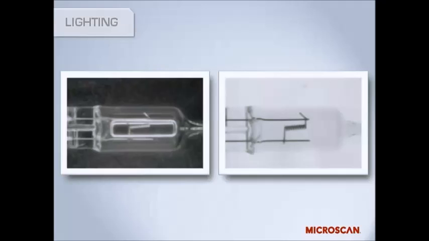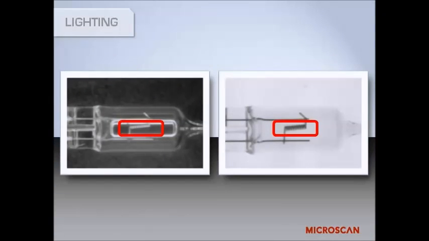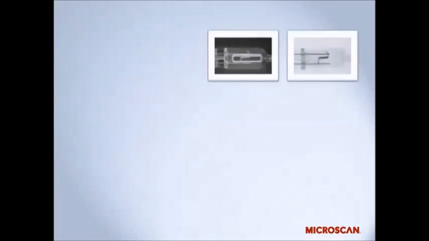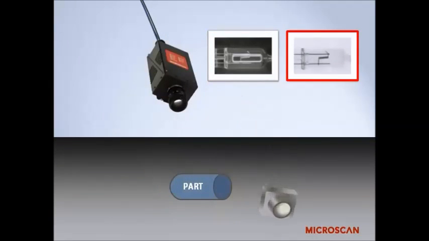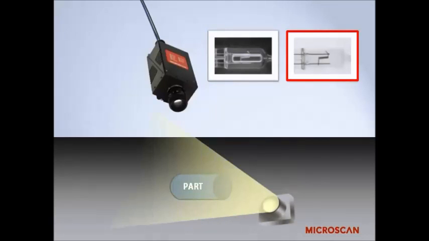Here are 2 photos of the same light bulb, and let's say that the objective is to see the tungsten filament between the 2 conductors. In the image on the left, the light is between the camera and the part. On the right, the light is behind the part, away from the camera. In the front-lit image on the left, it's quite hard to see where the filament is. But in the backlit image, you can clearly see the filament, making it very easy to check its presence and position. In this case, the light's position is critical.